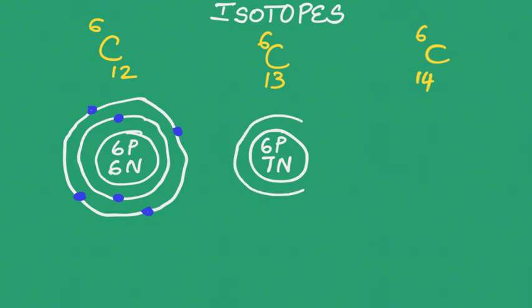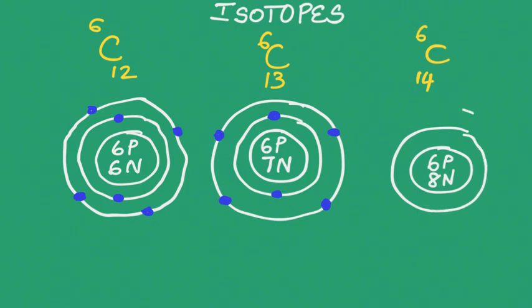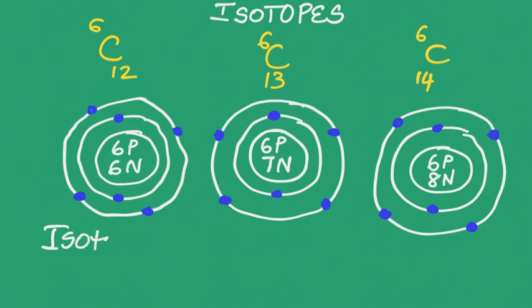Then you have 6 protons and 7 neutrons because the atomic mass here is 13. The number of electrons stays the same, which is the same number as the number of protons. Here we have carbon-14 with 6 protons and 8 neutrons, and the number of electrons again stays the same, which is 6 electrons. So an isotope is formed in each of these cases. An isotope is an alternative form of an atom with a different number of neutrons.